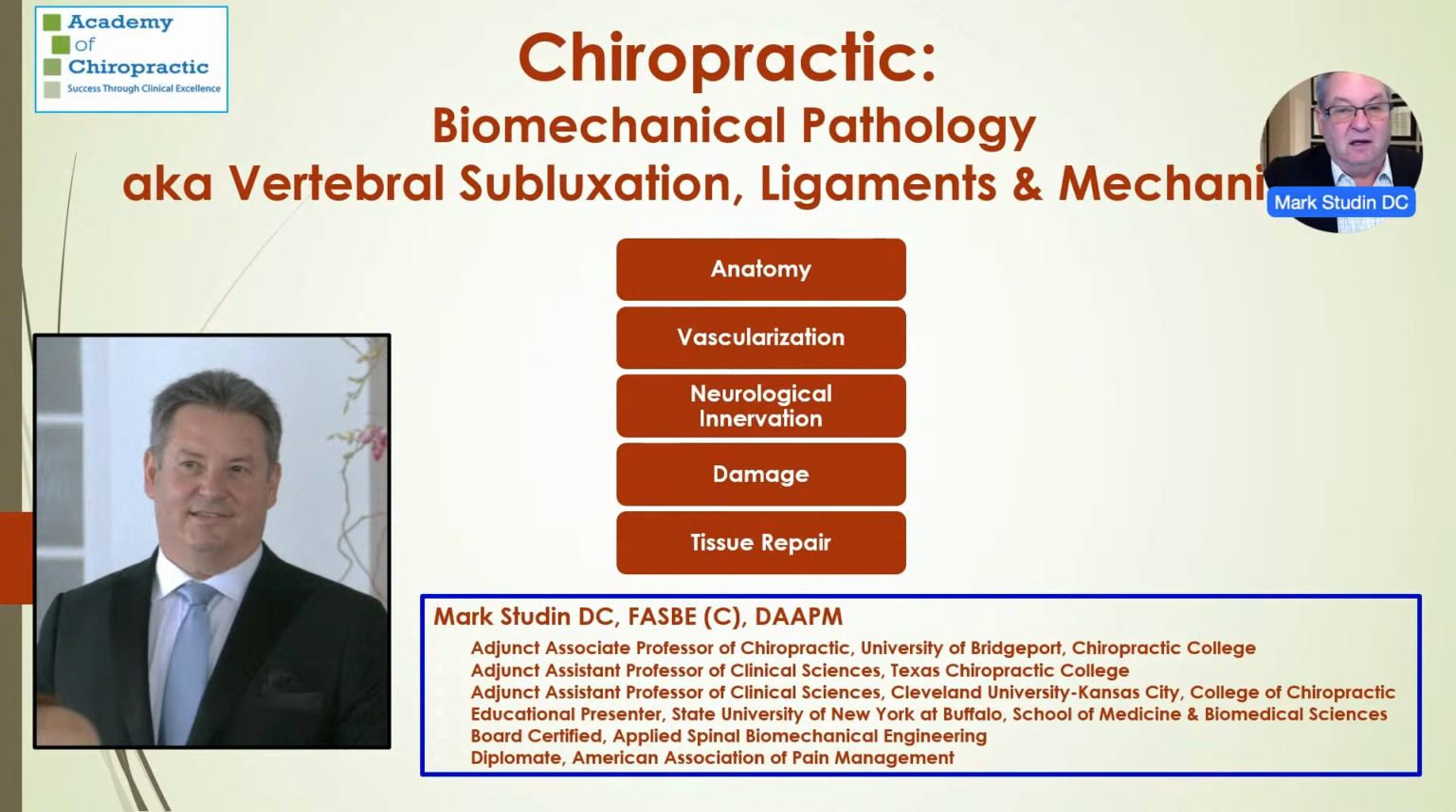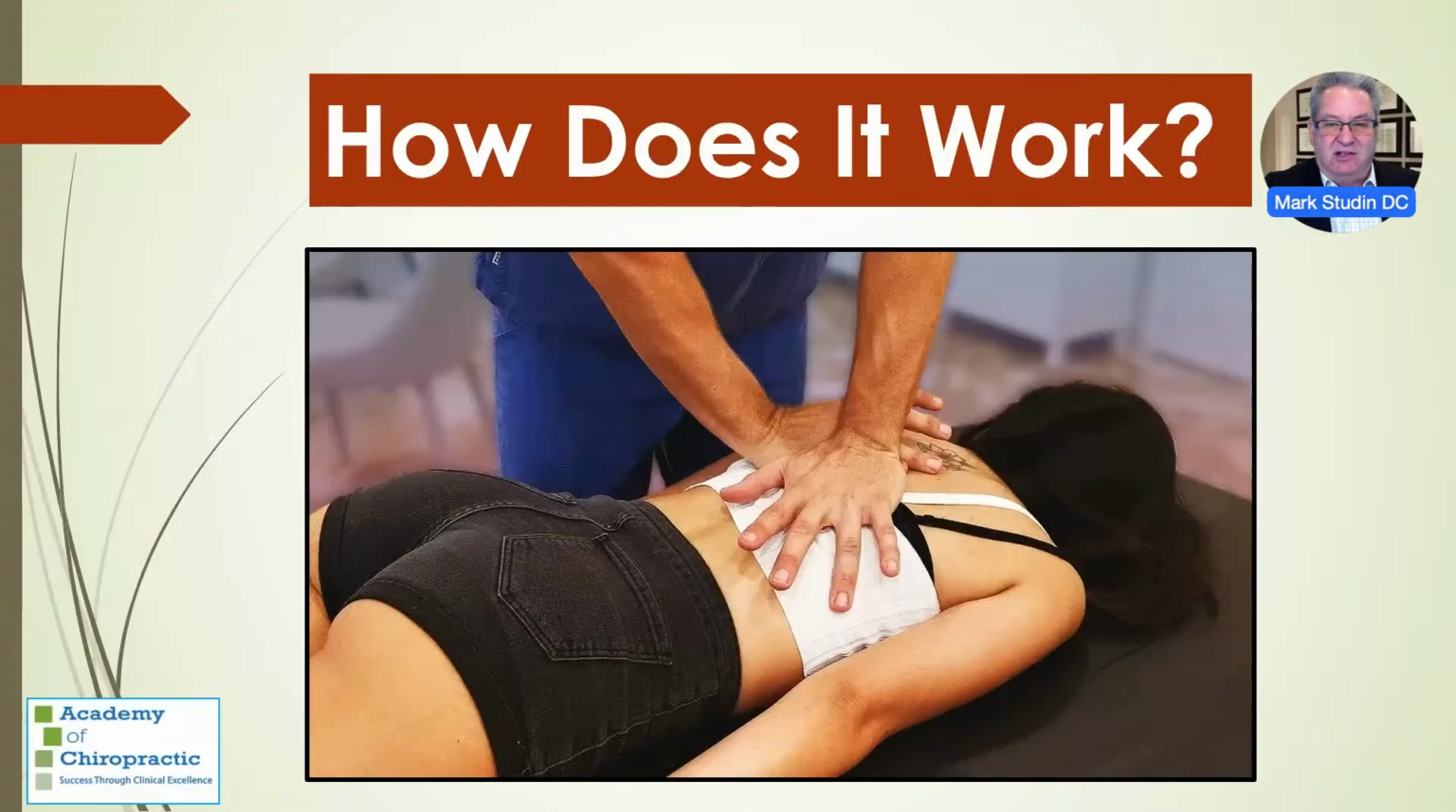Today we're going to talk about chiropractic. It's real easy. We're going to talk about biomechanical pathology, which many of you call vertebral subluxation, and I've been writing on that lately. I'm not going to really get into it, but it's a whole different topic. But how does biomechanical pathology work? How does the lesion work? How does the adjustment work? What are the mechanisms? And we're really going to dig into that today.